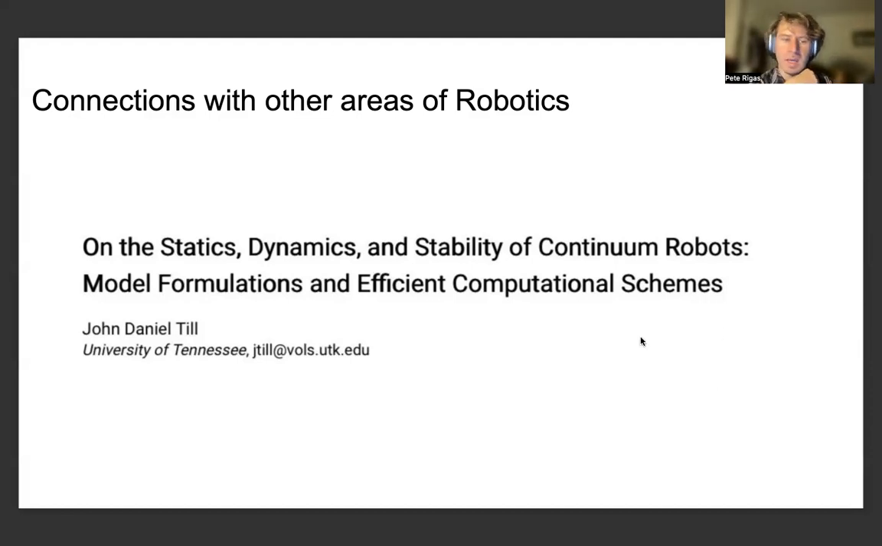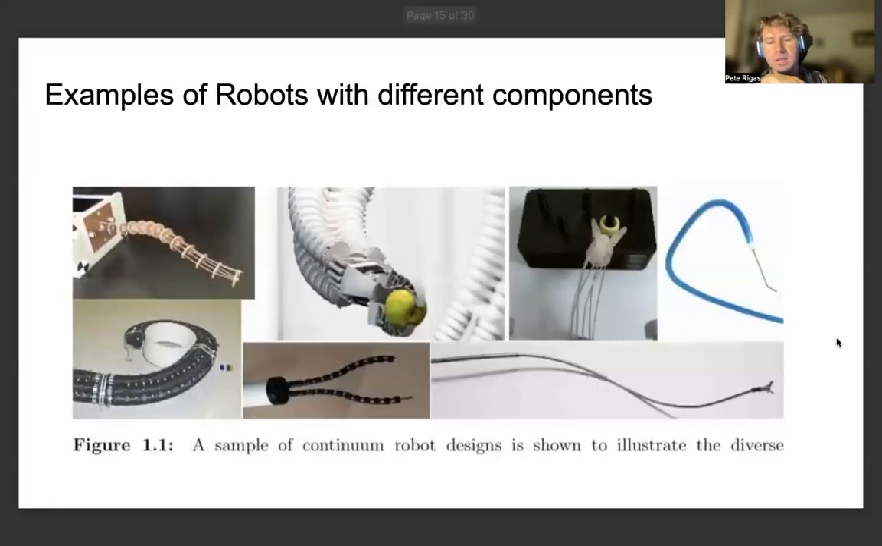And for that, we're going to be looking at a thesis by John Till, who wrote this at the University of Tennessee, which is titled On the Statics, Dynamics, and Stability of Continuum Robots: Model Formulation and Efficient Computational Schemes. And this thesis is over 150 pages. He provides a discussion of many different types of robots, whether it be tendon-driven robots or continuum Stewart-Gough robots or other related types of robots, which can be used for biomedical applications for allowing directed transport between different arteries of the body and other types of operations surrounding the heart or other arteries.